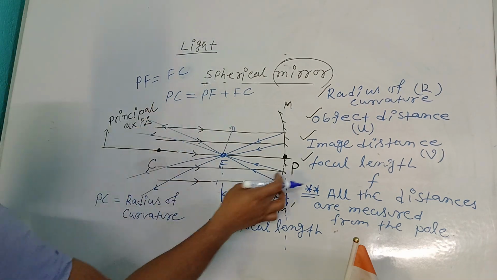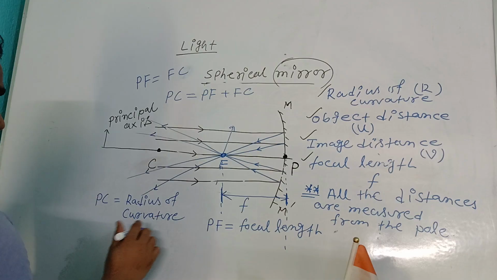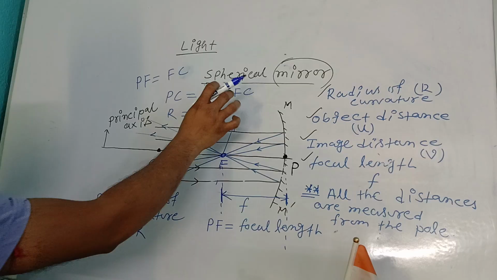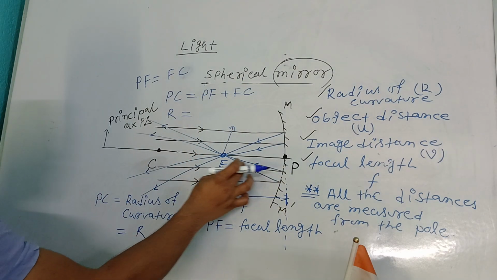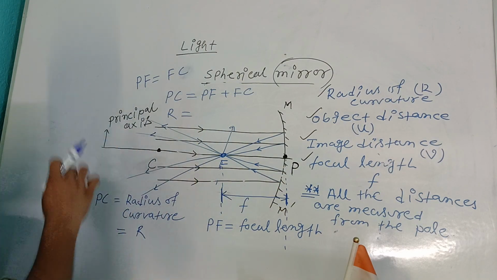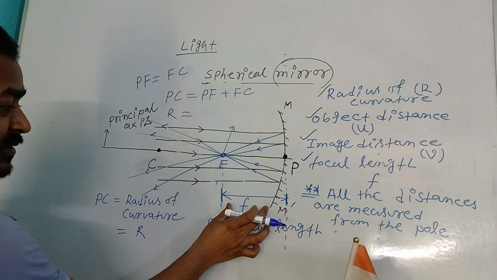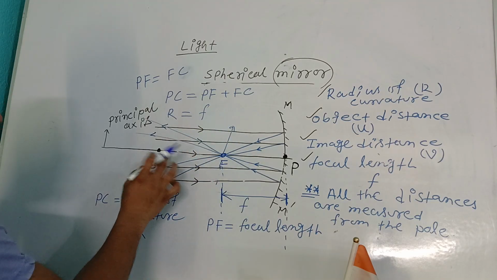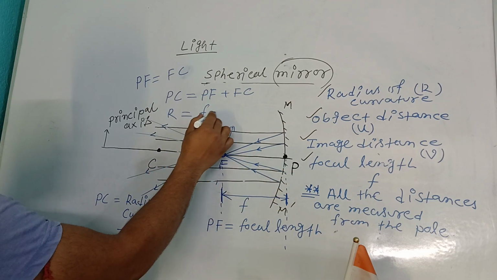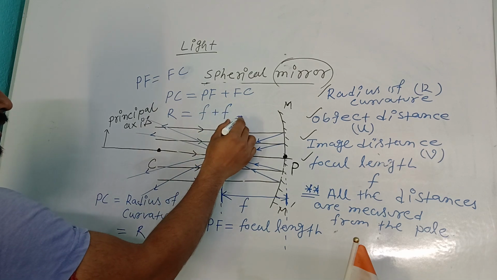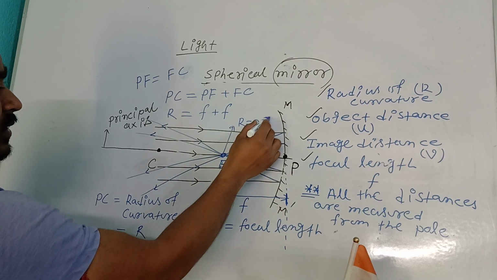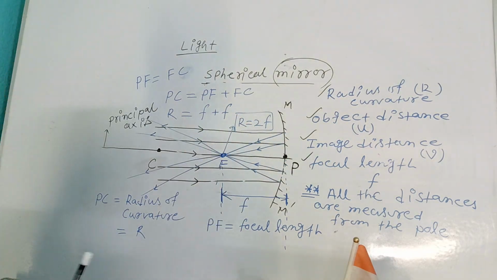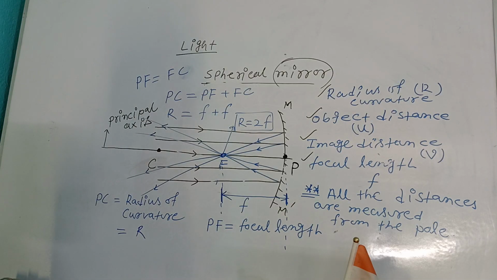So what is PC? PC is the radius of curvature, and it is denoted as R. P to F and F to C are the same. P to F is small f, the focal length, so we can write f. FC is also equal to PF, so here again we can write f. So R is equal to 2 times f. This is one of the relations, the relation between radius of curvature and focal length.